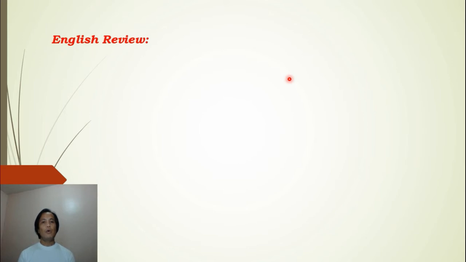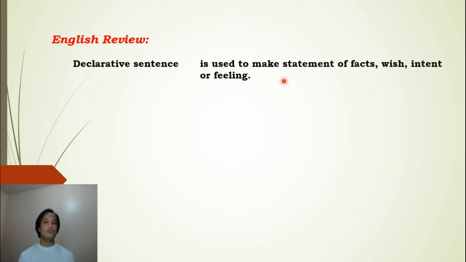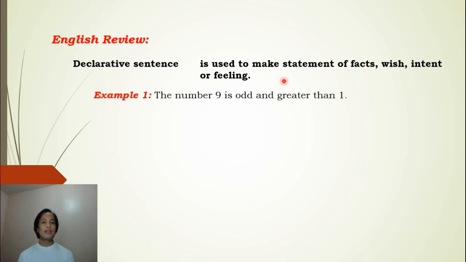In English, we were taught of the different kinds of sentences. So let us review these kinds of sentences. Number one, we have what we call a declarative sentence. A declarative sentence is used to make statements of facts, a wish, an intent, or a feeling. So example is, the number 9 is odd and greater than 1. So in mathematics, nobody can argue that number 9 is really an odd number, and of course it is greater than 1. So it is a fact.